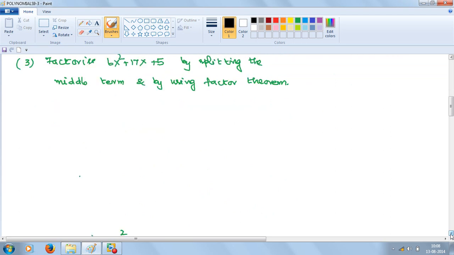So we will just try some polynomials. We'll try to factorize some polynomials. First, factorize 6x square plus 17x plus 5. We will try to solve it by splitting the middle term, and then we'll check using the factor theorem. So here we can take 6x square plus 12x plus 5x plus 5. Now we can write this as 6x into x plus 2 plus 5 multiplied by x plus 1. So this is not exactly working.